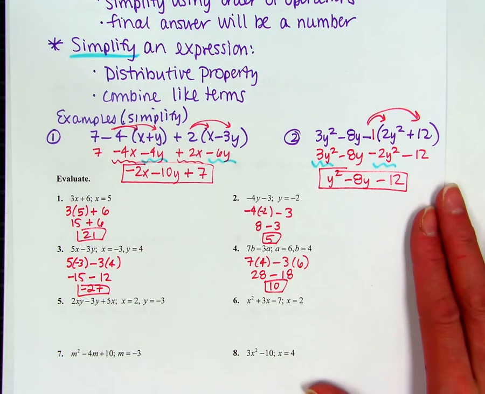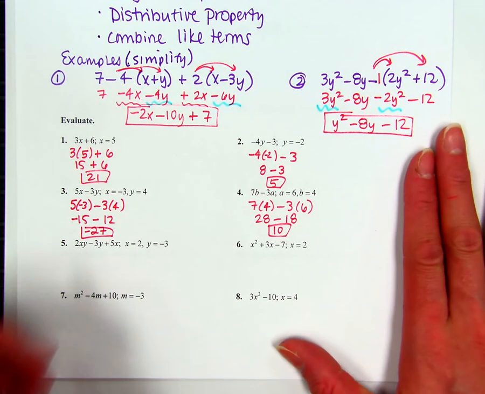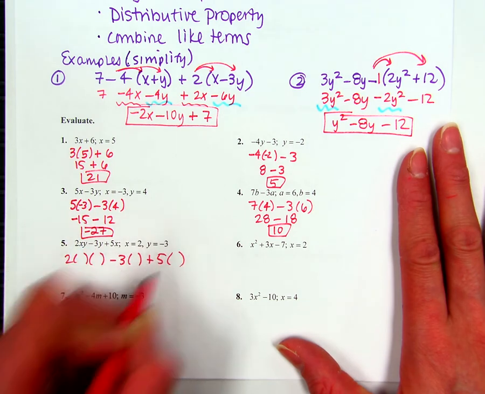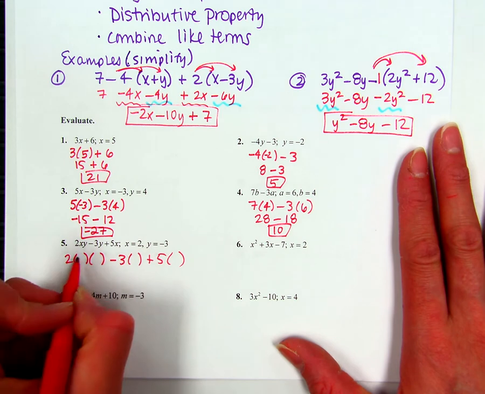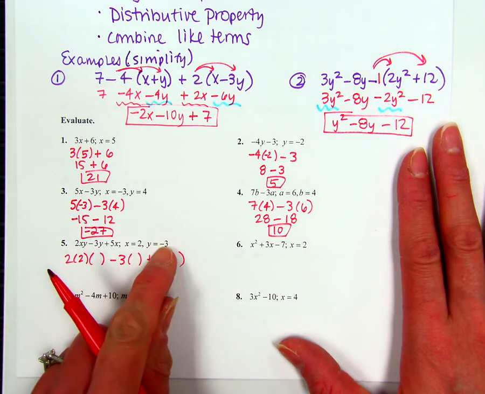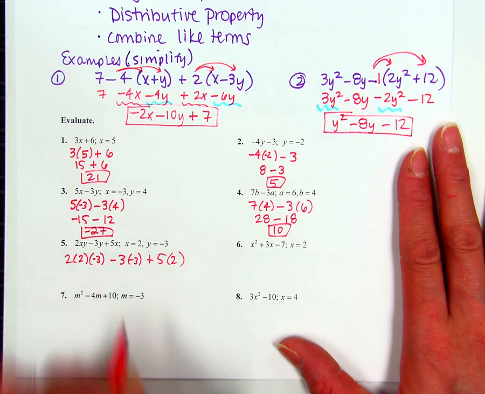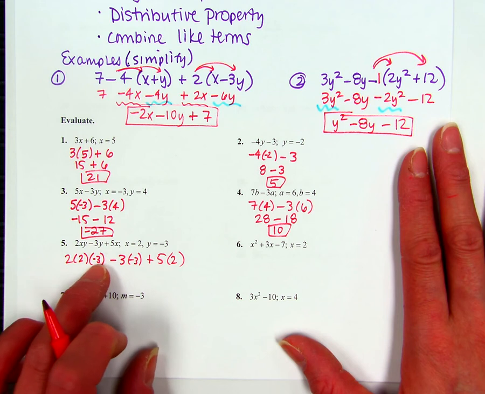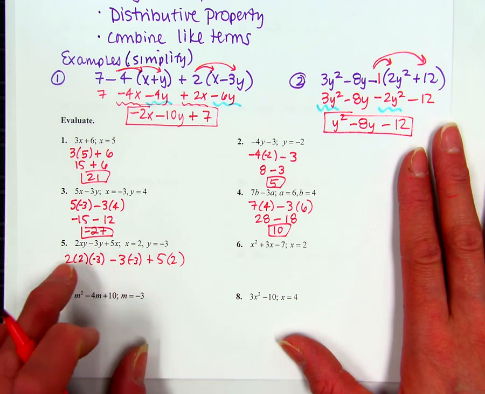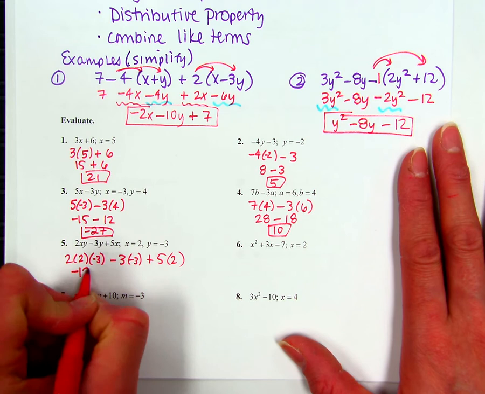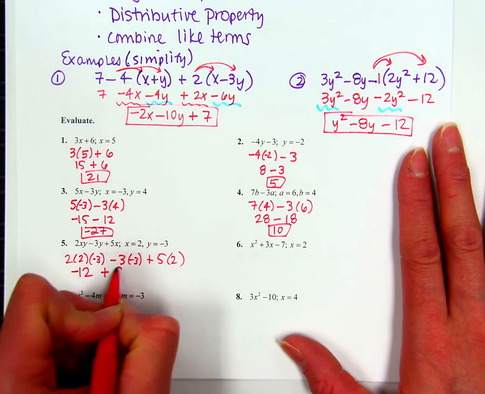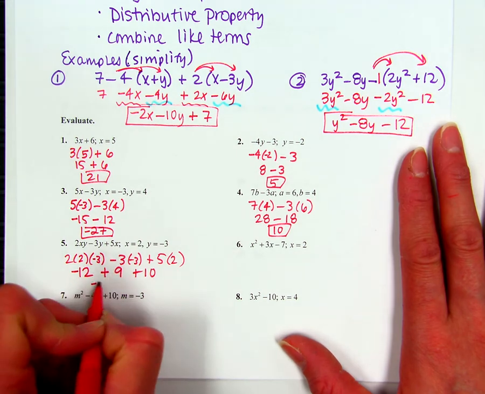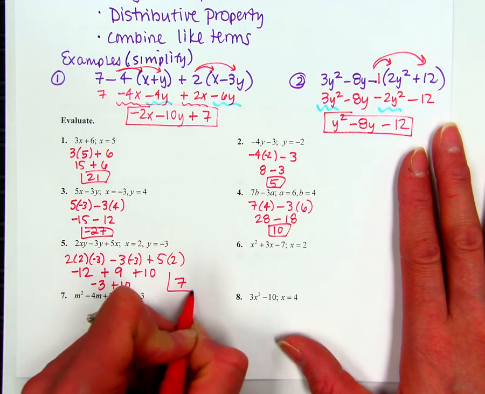All right, problem number 5, we've got 2 times x times y minus 3 times y plus 5 times x. So everywhere I see an x, I'm going to put in a 2. Everywhere I see a y, I'm going to put in a negative 3. And then you're going to do your multiplication. So 2 times 2 times negative 3. That's 4 times negative 3, so that's negative 12. A negative times a negative is a positive 9, and 5 times 2 is 10. Then I'm going to add from left to right. So I got negative 3 plus 10, which is 7.